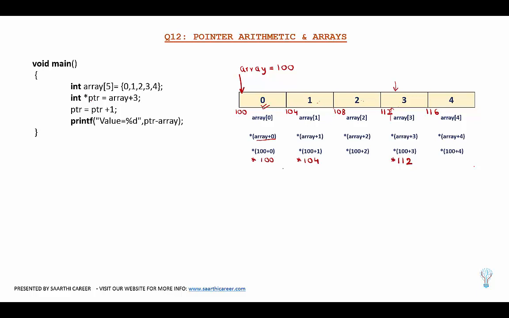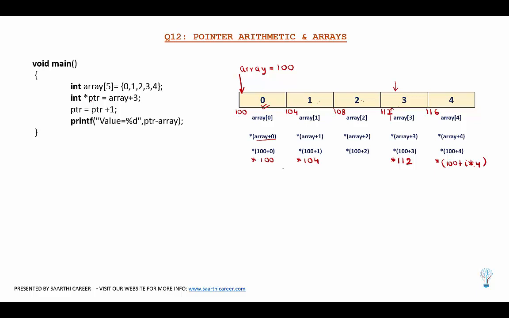And if I have to generalize this, if I want to access the index I, I would say 100 plus I into 4, or we can also say that 4 would mean the size of the type it is pointing to, and that way we can access the ith element.